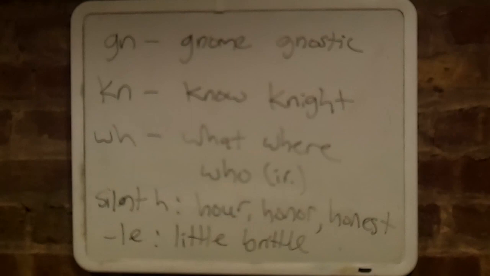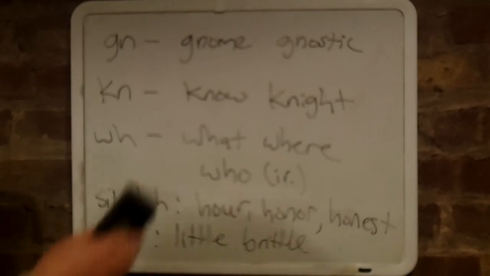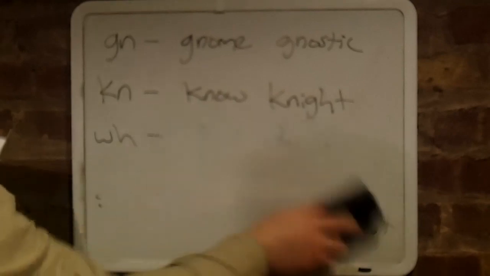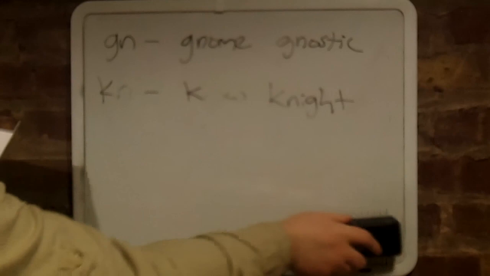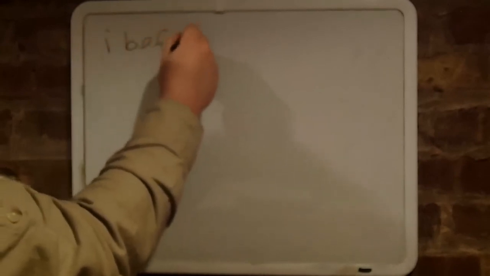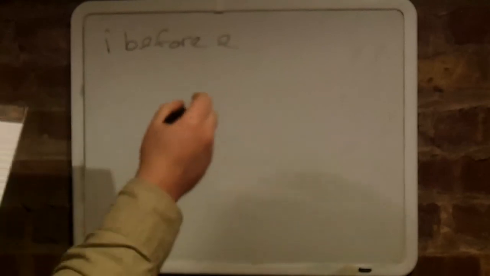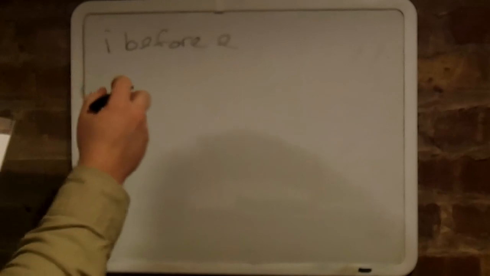And a couple more general rules before I wrap this up. See, most of English spelling can be explained in about a 20-minute video, so it's not that bad. So there's the I before E rule, which is I before E except after C, or in sounding like A as in neighbor or way.